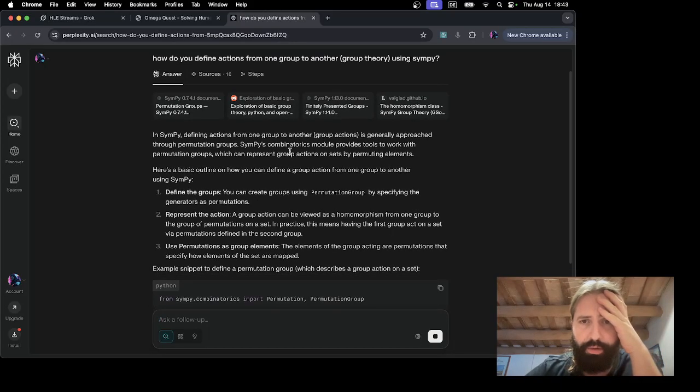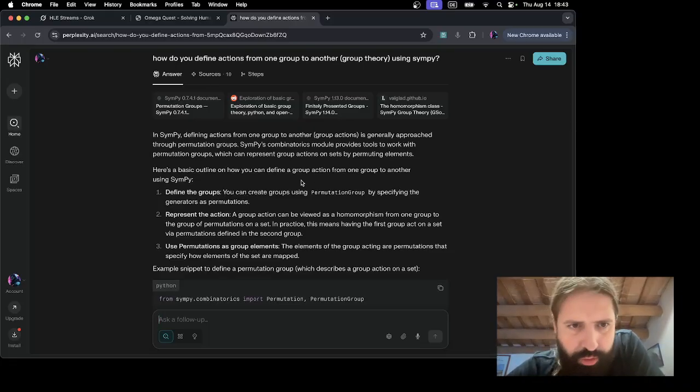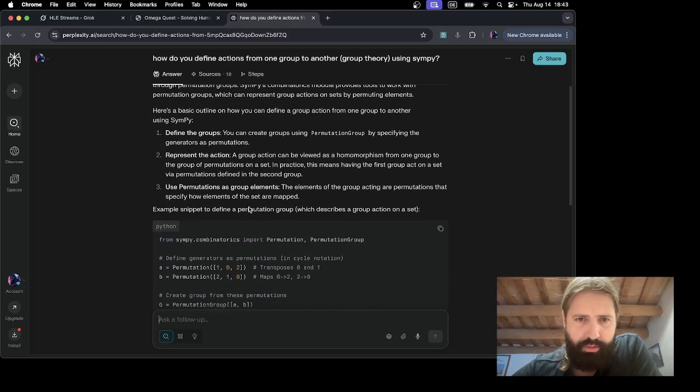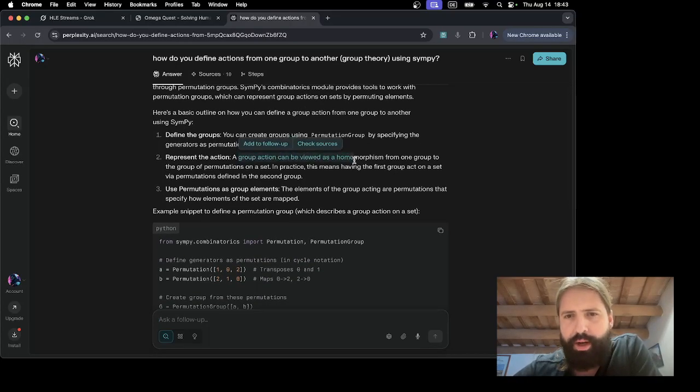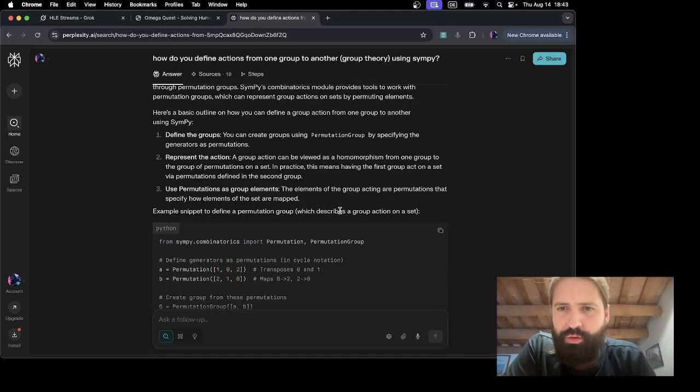In SymPy, defining actions from one group to another, group actions are generally approached through permutation groups. SymPy's combinatorics module provides tools to work with permutation groups, which can represent group actions on sets by permuting elements. Define the groups: you can create groups using permutation group generators. A group action can be viewed as a homomorphism from one group to the group of permutations on a set. In practice, it means having a first group act on a set via permutations defined on the second group.